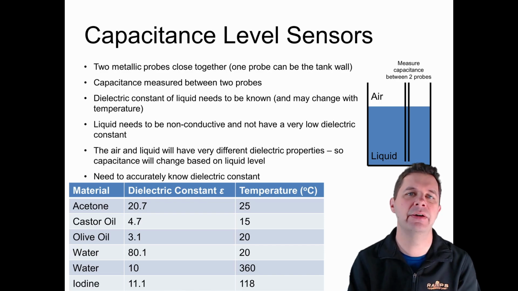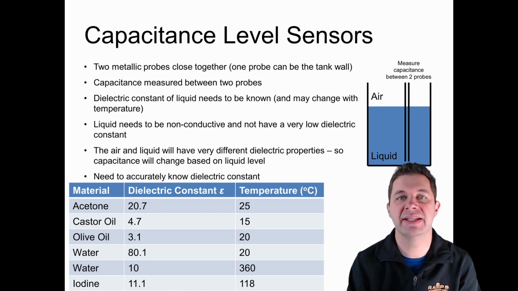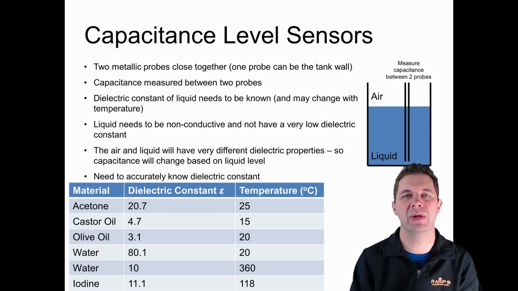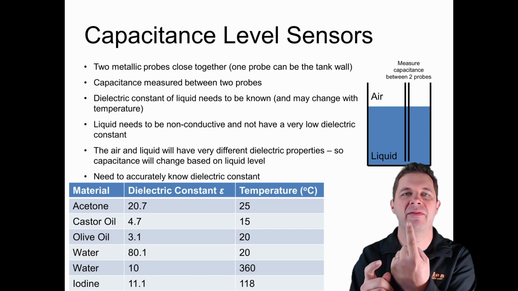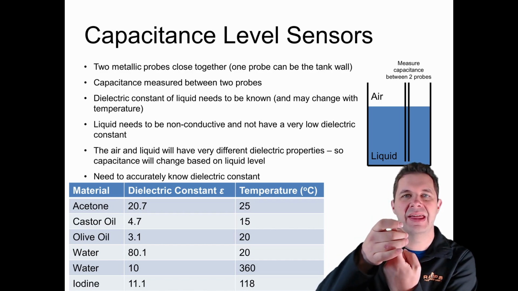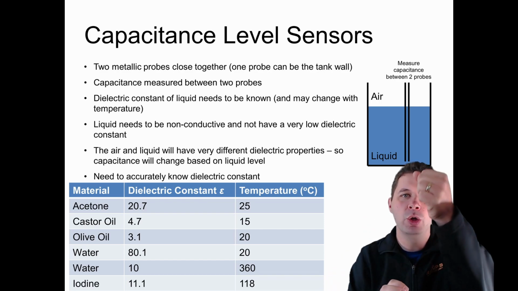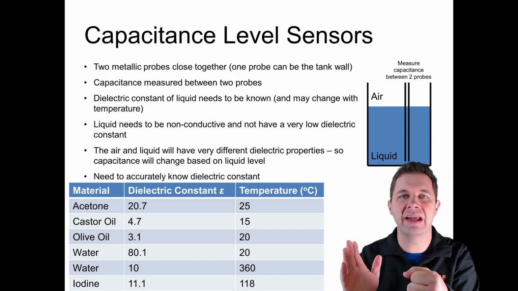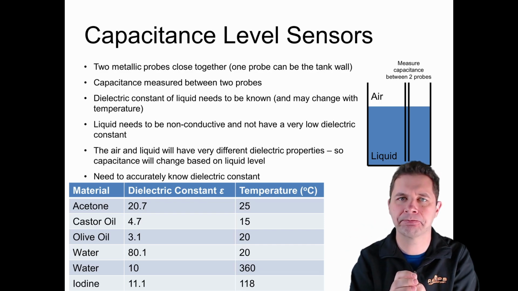Now, every material has a dielectric constant associated with it. Air, for example, has a dielectric constant of 1. And other materials will have a dielectric constant typically larger than this. Well, what we have is we have two probes. We might have two separate pieces of metal, or we might have one piece of metal with another piece of metal that goes around it with an air gap in between them. Or we might use one probe, and if our tank, for example, is metal, we could use the side of the tank as one of those probes.